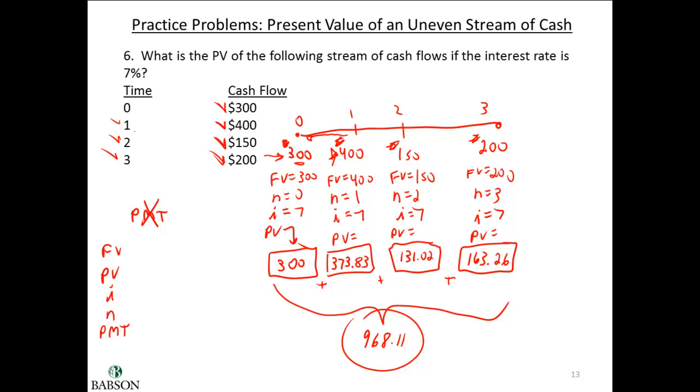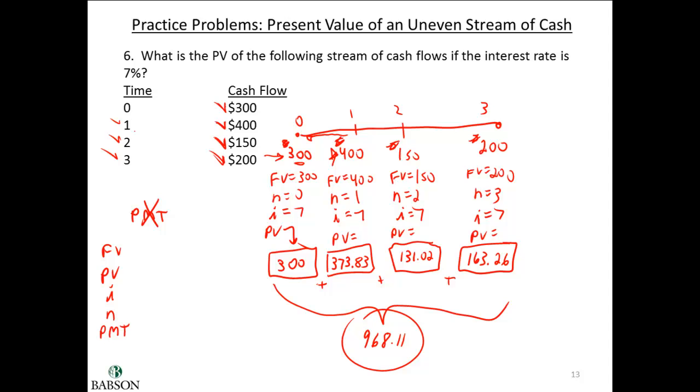So somebody offers you a stream of cash flows, $300 today, $400 in a year, $150, then $200. Or if that's a project that you're considering, and that's what those cash flows are going to look like, how much is that project worth to you today? Just under $1,000. You should know that there's an easier way to do this. Again, the focus on this problem was the concept that the present value of a stream is worth the sum of the present values of the parts.